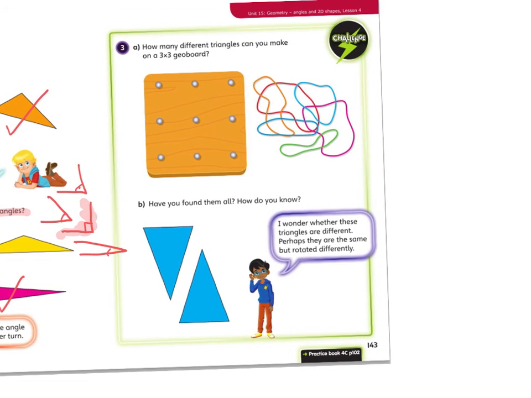Question 3. How many different triangles can you make on a 3x3 geoboard? So these are elastic bands here. How many triangles can we make? Now if we were at school, it'd be good to try this out. Let's just give it a go without. So different triangles. Well, I'm going to try a simple one there.